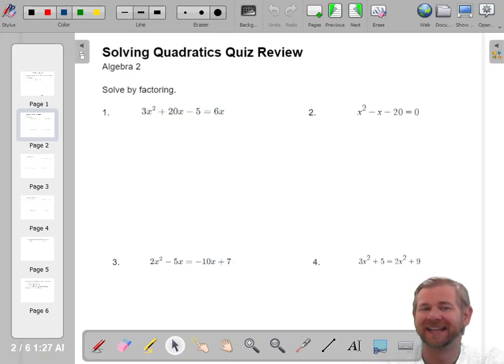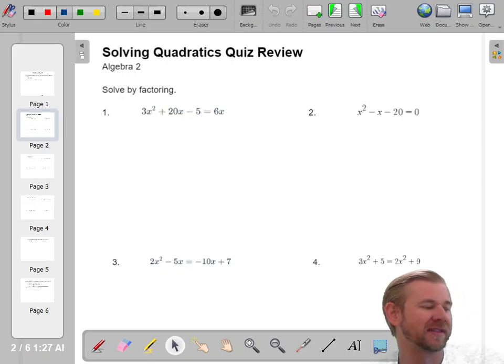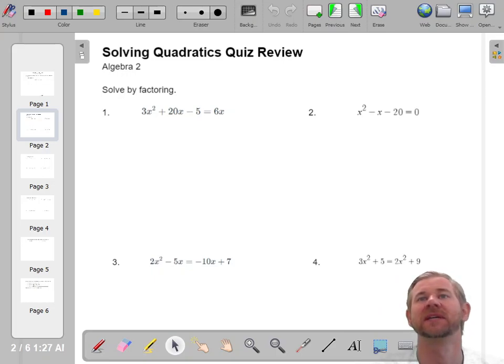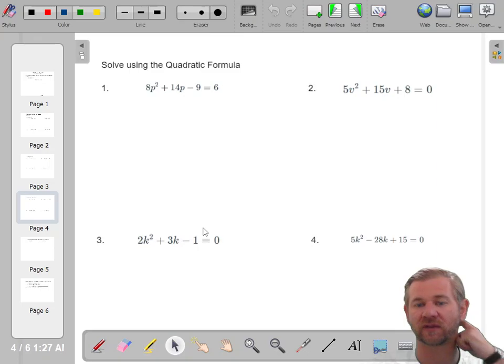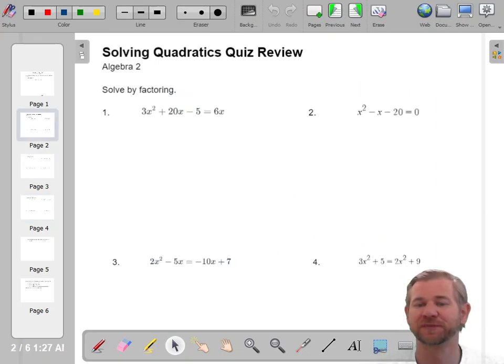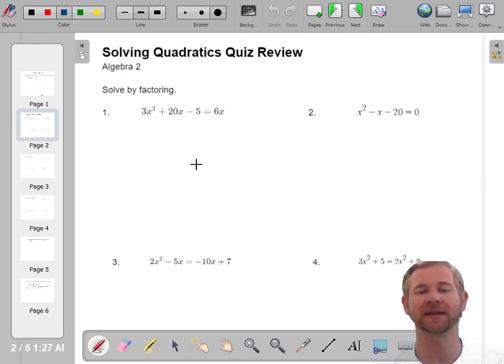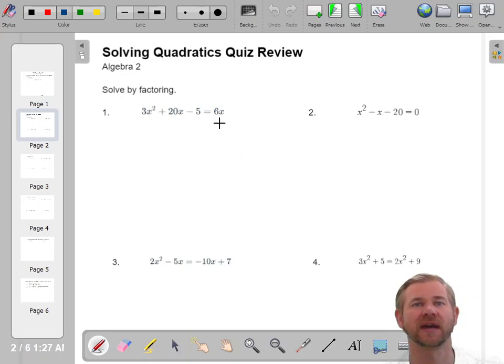Hello everyone, let's review all of our solving methods. So we have solved by factoring, we have solved by using square roots, and we have solved using the quadratic formula. And we're going to go through those three methods, and if you can do all these problems, you're going to do just fine on your quiz.